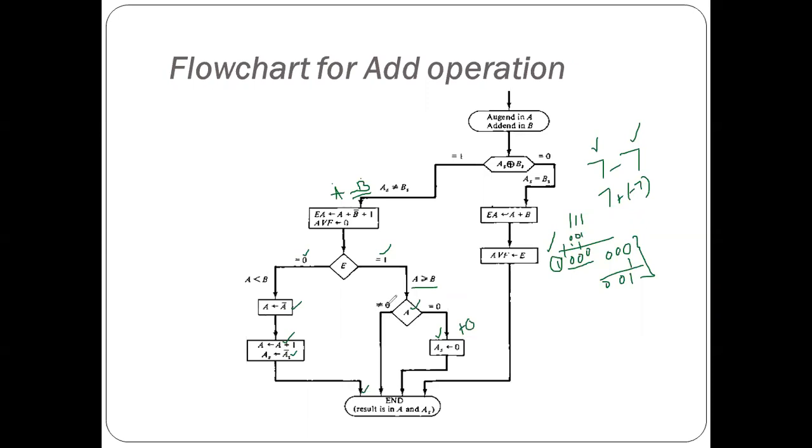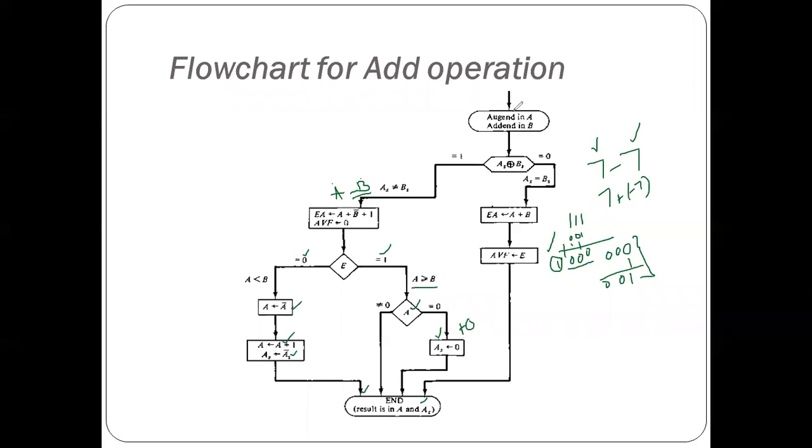If A is not 0, it means the result is not 0. Operation is already done previously. So if A is not 0, it means some value is there. Based on the sign of A, that will be taken for sign of the result AS directly. No manipulations are done on sign of A. Am I clear? The second case, when E is equal to 1.